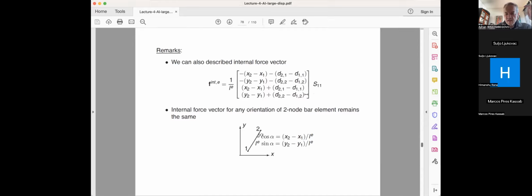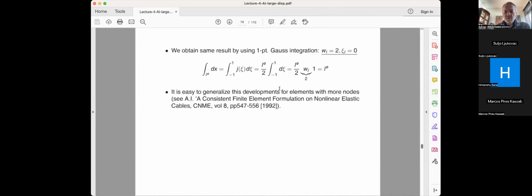So this was done for the element which was aligned along the x-axis. But if I take now any two-node truss-bar element with arbitrary orientation, I can define X2 minus X1 divided by LE to be cosine alpha, where alpha is the orientation of this element. And then Y2 minus Y1 divided by LE will be equal to sine alpha. It turns out that the same internal force will be again written this way. And I can then apply it to this one.